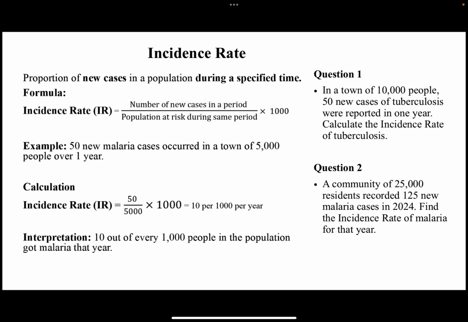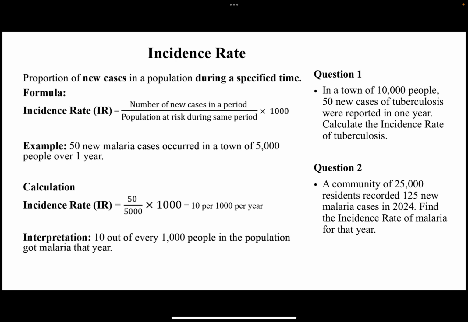Example 2, in the same format. A community of 25,000 residents recorded 125 new malaria cases in 2024. Find the incidence rate of malaria for that very year.